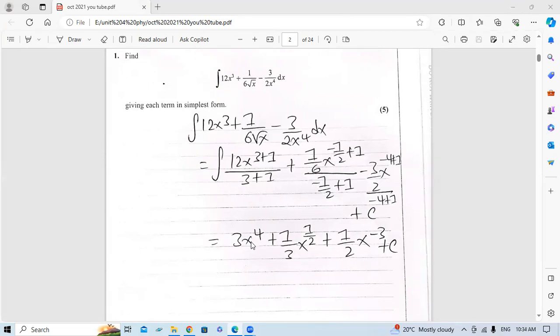So the final answer will be 3x to the power 4 plus 1 by 3x to the power 1 by 2 plus 1 by 2x to the power minus 3 plus c.